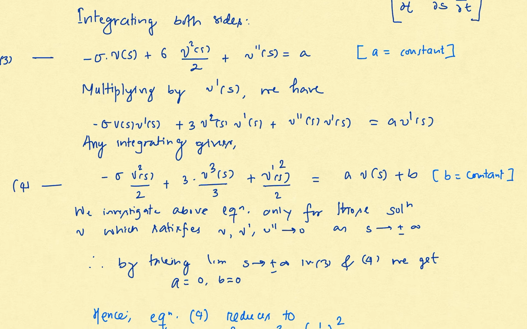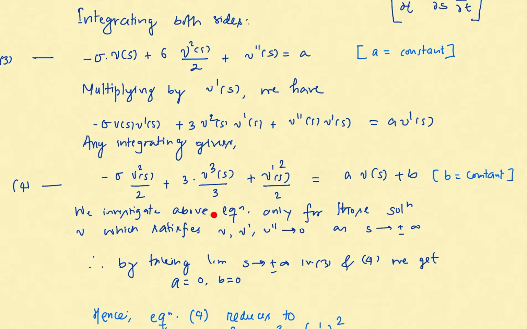Now if you multiply by v prime s on all the sides, then we have this expression. We multiply a by v prime s and the left side by v prime s, and again integration will give us this expression. So again there will be a constant, we can call this b, and b is a constant of integration.